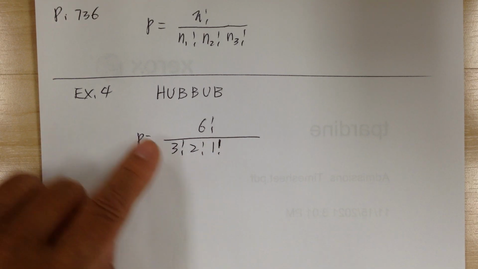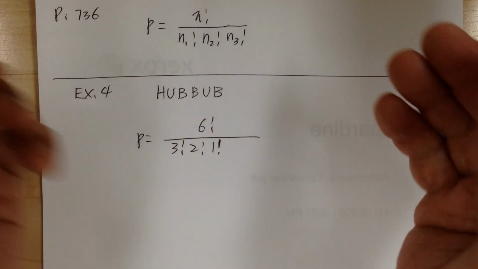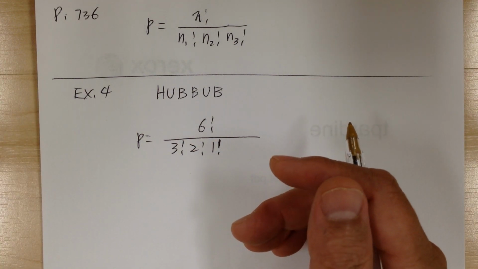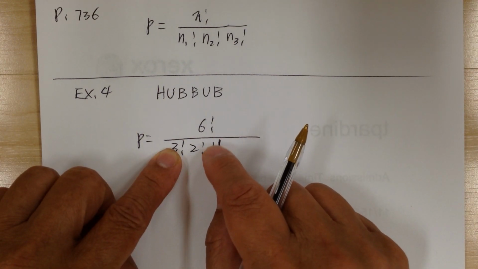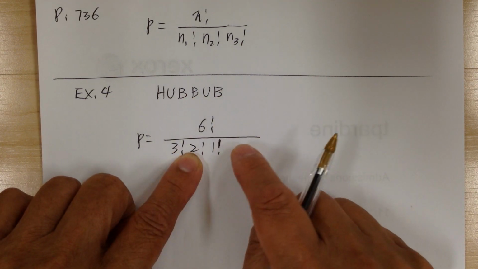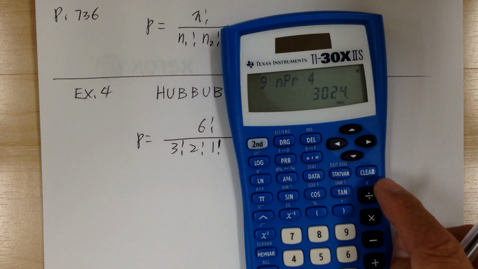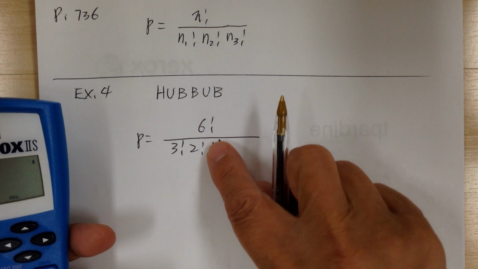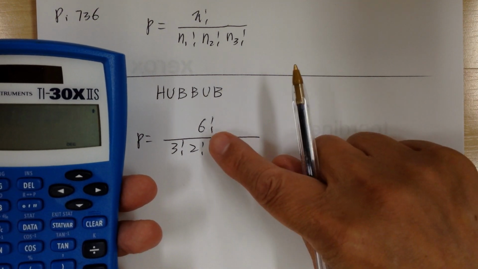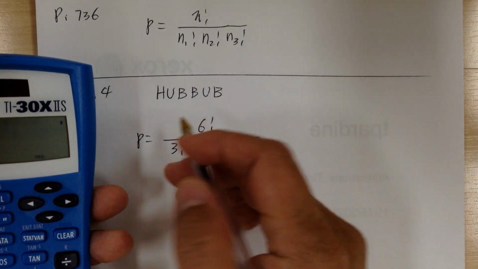Okay, but technically, the 3 factorial is because you got 3 B's. So when you rearrange the B's, you don't get a new permutation. This is for 3 B's because all the B's are the same. And this is for 2 U's and this is for 1 H. Okay, and so on your calculator, again you don't have to worry about the 1 factorial. 1 factorial is just 1, so it doesn't do anything. That's why you don't see it. But just be aware that it's a 1 factorial.